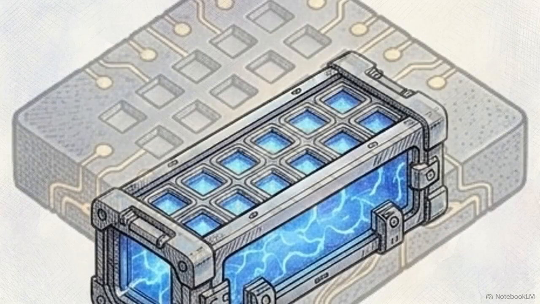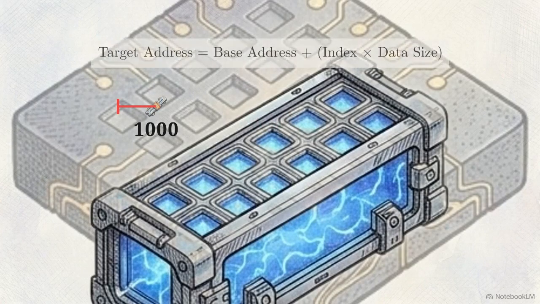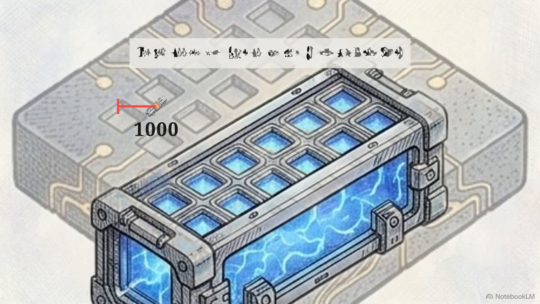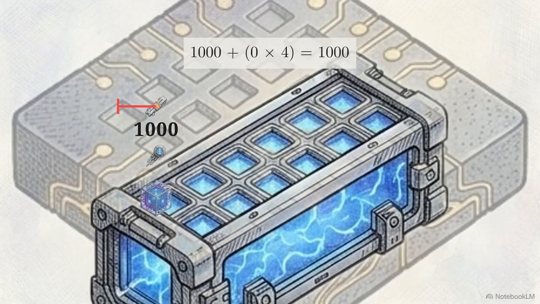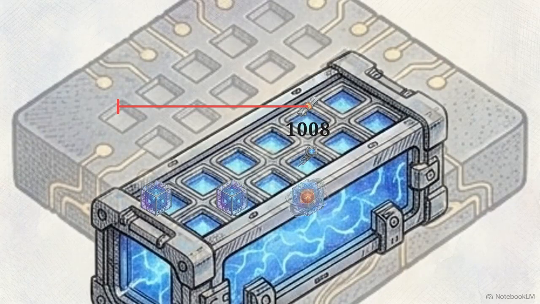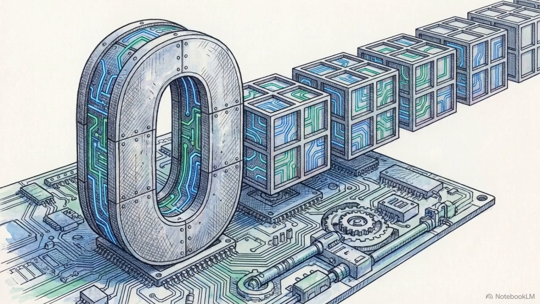This means the index is not a human linguistic label. It is a mathematical offset from the base memory address. Target address equals base address plus index multiplied by data size. The first element is right at the base address, so its offset is 0. 1000 plus 0 equals 1000. Subsequent indices land perfectly without scanning. 1000 plus 4 is 1004, plus 8 is 1008. Zero indexing is a mechanical necessity of hardware architecture that enables instantaneous, calculated data retrieval.